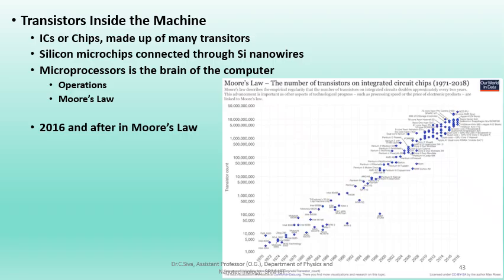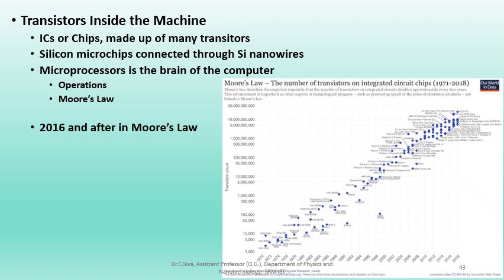The transistor inside the machine: microprocessors rely on billions of transistors, but Moore's law slows after 2016 due to scaling limits. You can see the graph. There were fewer devices from 1970 to 1996, even up to 2000. After that you can see so many dots, showing that several devices were introduced, but it slowed down while moving toward 2025 from 2016.